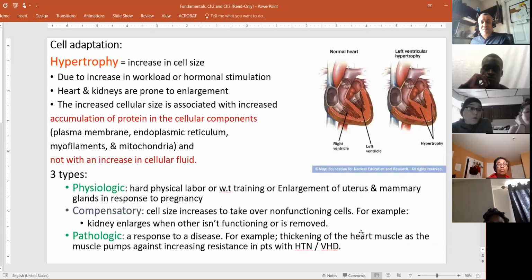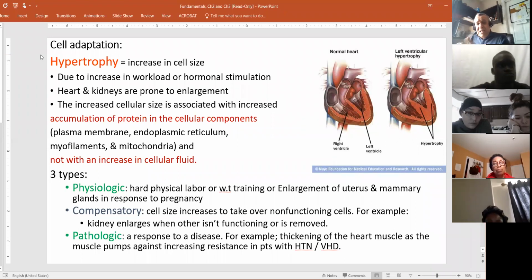So the hypertrophy can be physiologic or pathologic or compensatory. The physiologic, like hard physical labor or weight training or enlargement of the uterus and mammary glands in response to the pregnancy, all of these are physiologic. When we hear the word physiologic, which means healthy, that's normal.